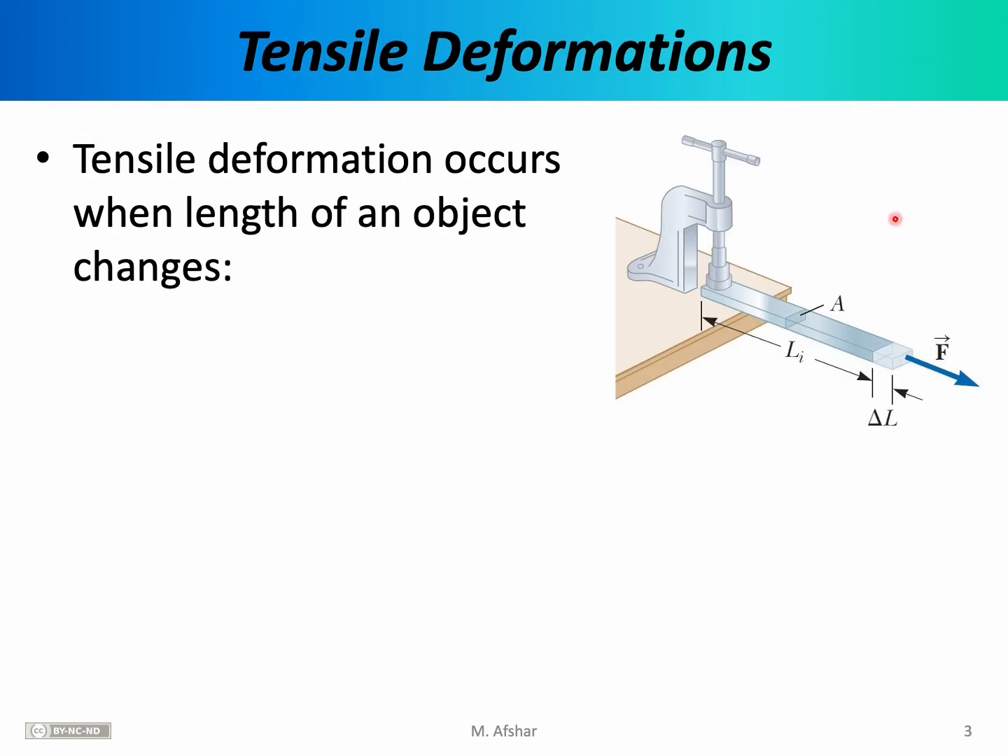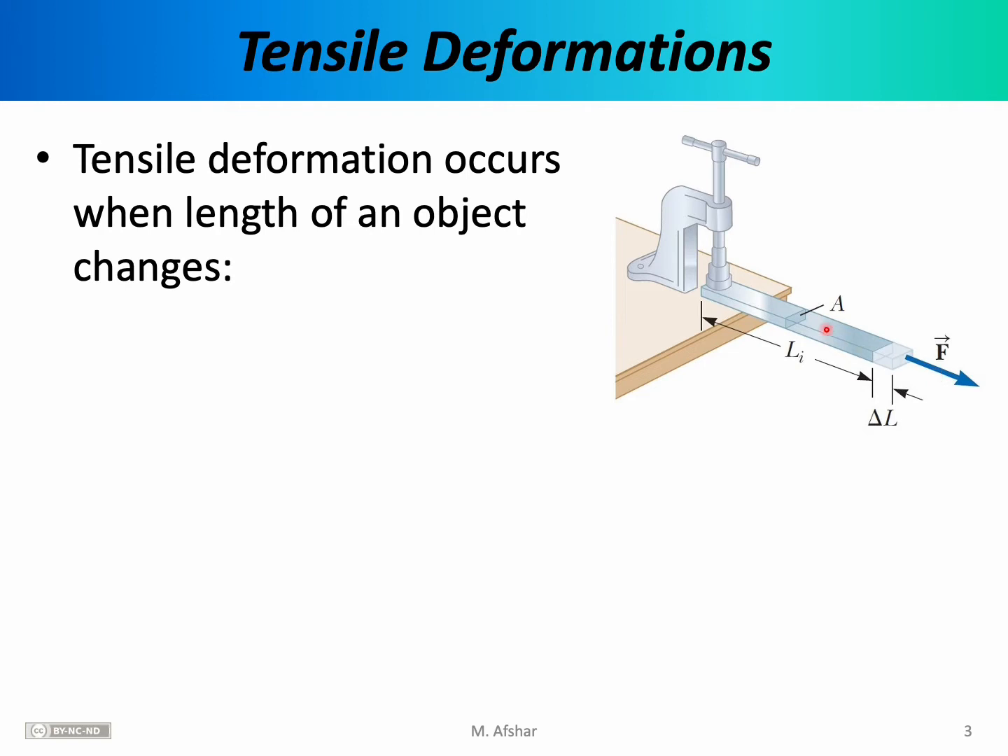The first type of deformation that we want to discuss is tensile deformations. Tensile deformation occurs when the length of an object changes in response to an applied force. Here we have a very specific scenario in mind. We're imagining a rod of initial length L sub i. The rod is fixed in place at one end, and a force F is applied to the other end of the rod. Notice that the force is being applied in a very specific direction.